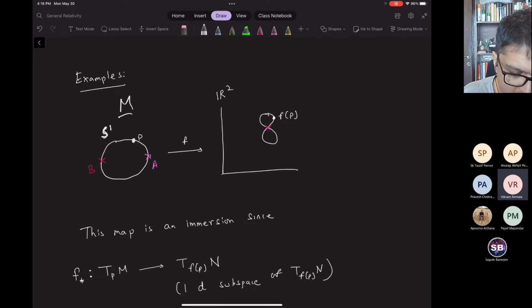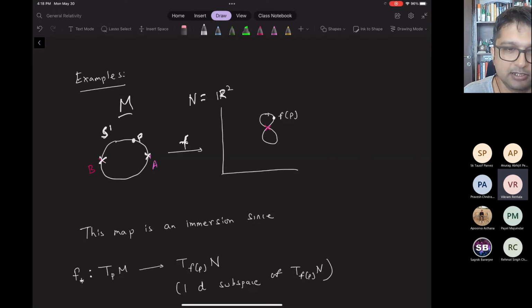Consider these points A and B on the circle, and consider this point P. This map F takes us into the topological space R2, which is the manifold N. Again, these spaces have no metric on them. They are just topological spaces which are topologically locally like Rn.